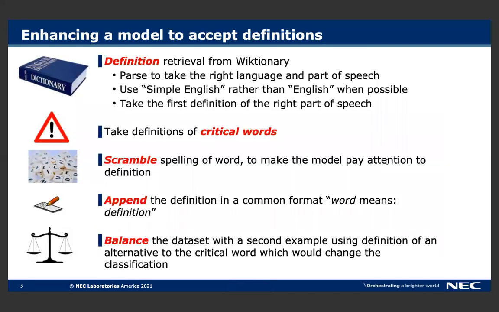To build a model that accepts definitions, we can keep the architecture, but enhance the training examples. We use Wiktionary as a source of definitions, using simple English if possible, and matching the part of speech, using the first definition listed without trying to match the sense. We take definitions of critical words in the training examples. We scramble the spelling of the word, so the model must rely on the definition rather than the word embedding. We append the definition to the example in the form "word means definition," and then we balance the data set with a second example, where an alternative to the critical word is used that changes the classification.